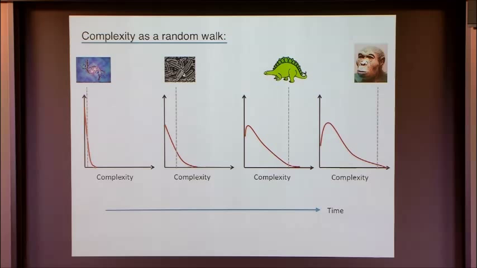Are there examples where you get organisms that in some way are complex but then become simpler, so the random walk takes a step backwards? Well, yeah.